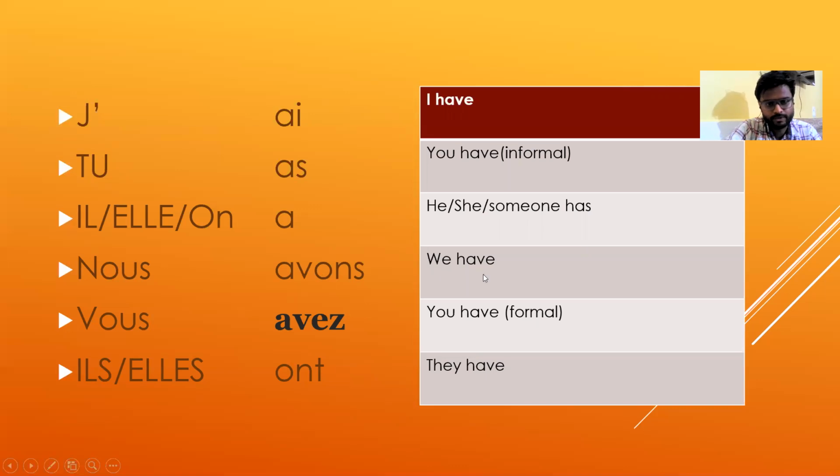Nous avons, we have. Vous avez, you have. It's a formal manner. Whenever we use vous, it's formal. Always remember this thing. Or it is used if there are too many people, or if there is a group of people. Ils ont, elles ont. They have. Ils is masculine, elles is feminine.